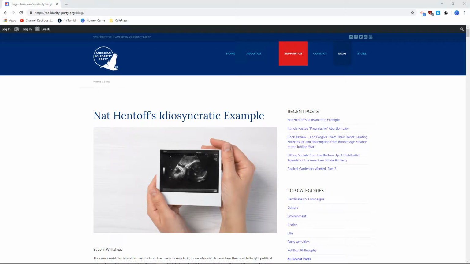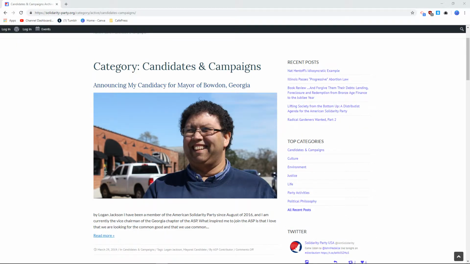So the next thing I did was I clicked blog up at the top. If you look at that top menu bar, I selected that, because I wanted to show you guys something. And then the next thing I'm going to do here, if you see where it says top categories, I'm going to click candidates and campaigns. And here I want to point out, ASP, the Solidarity Party, does have several candidates running for president. And at this point in our election cycle, these candidates don't have a lot of name ID or name recognition. They don't have a big enough base to really pose a serious campaign for president of the United States.